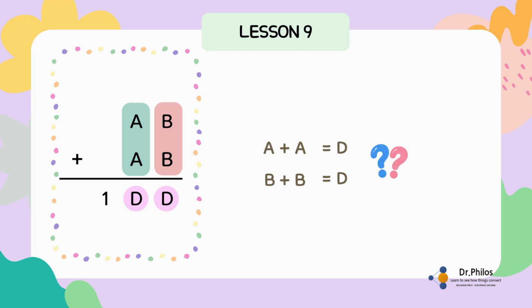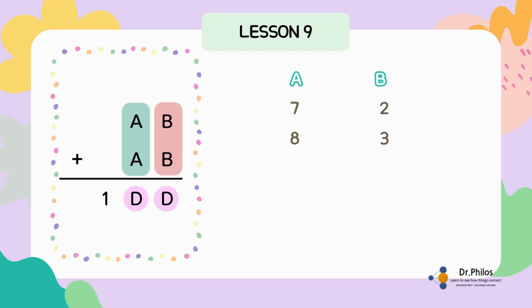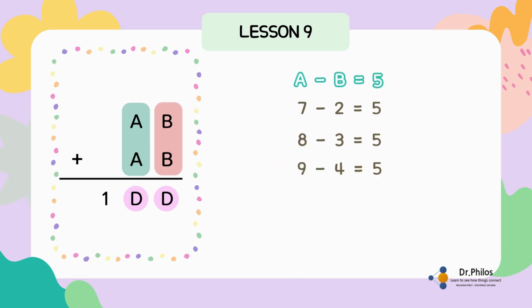Give me a second. I'll try some examples to figure it out. I found it. It's A minus B equals 5. Saying A minus B equals 5 is a claim. Whenever you make a claim, you always need to back it up with a reason.